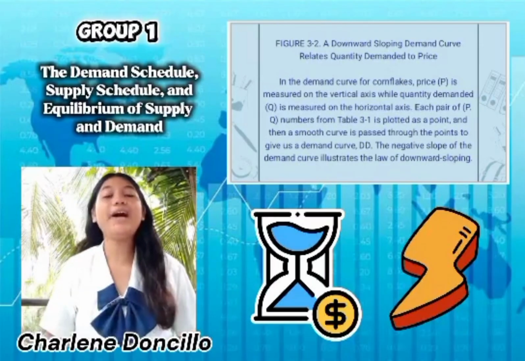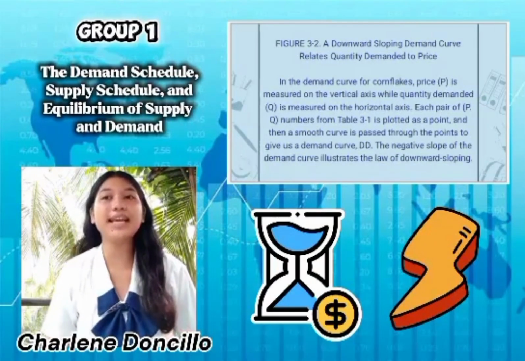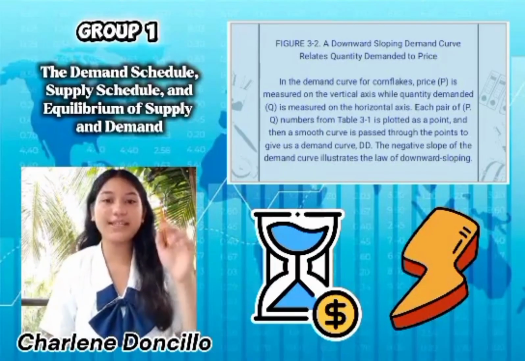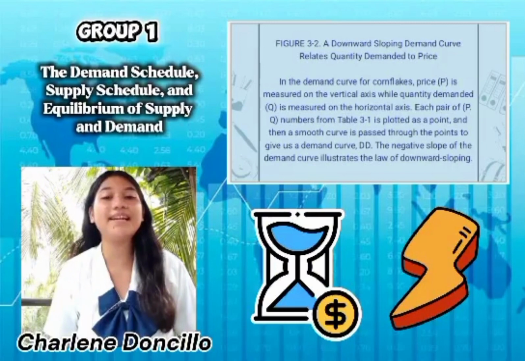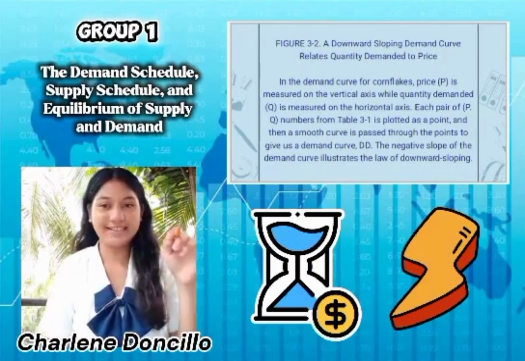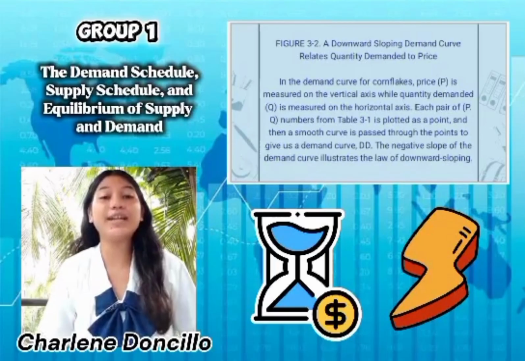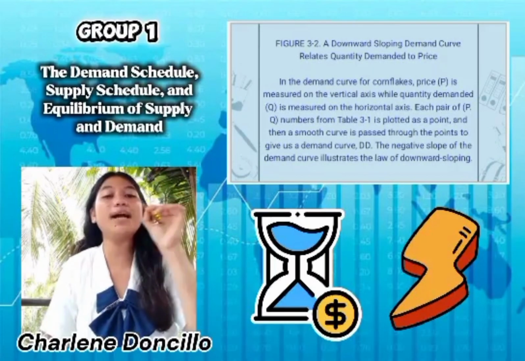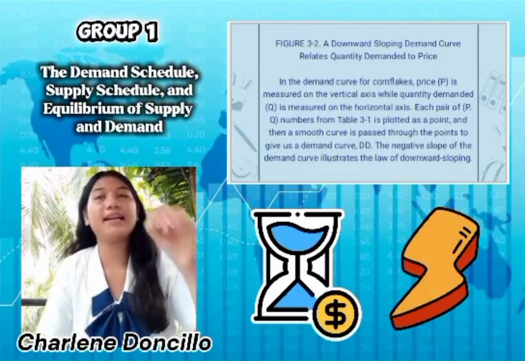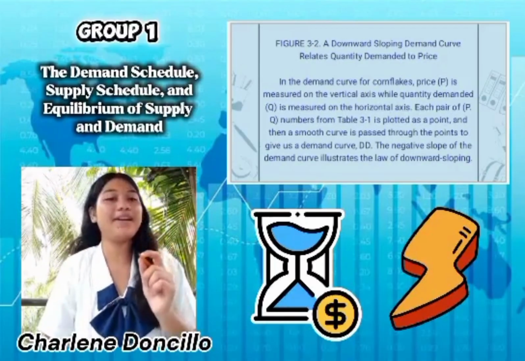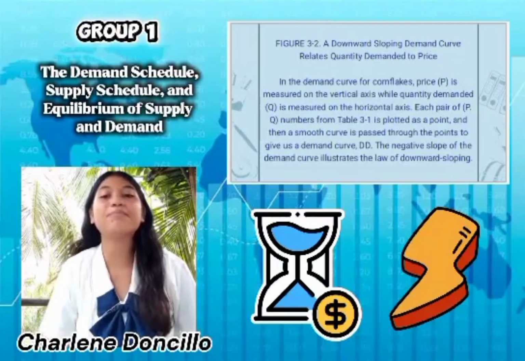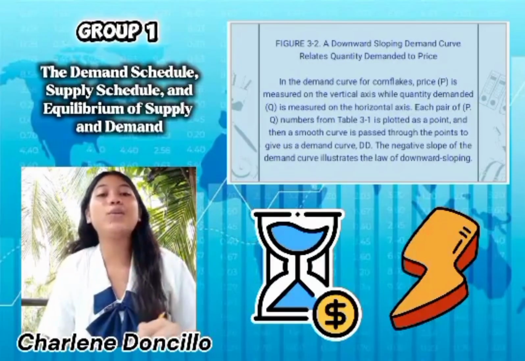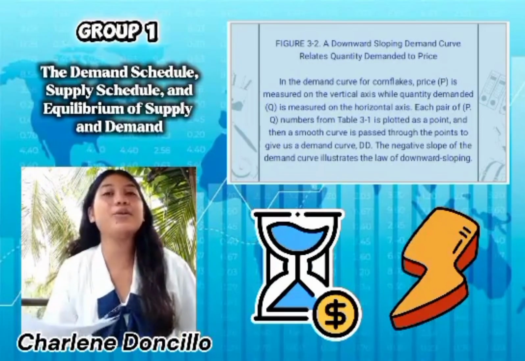This explains how the demand curve is drawn using data from the demand schedule. So the price is shown on the vertical axis, and the quantity demanded is shown on the horizontal axis. When the points from the table are connected, they form a downward sloping line called the demand curve.